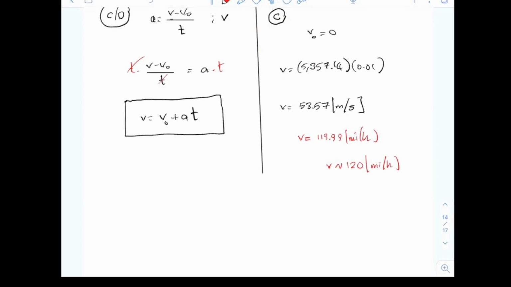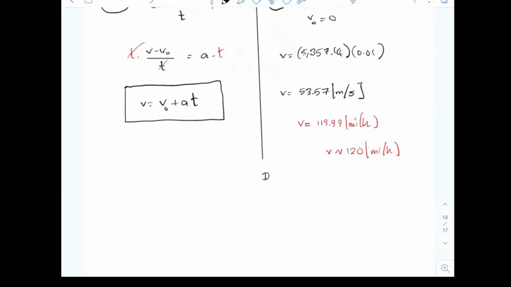So what do we expect to see when it comes to the train? All right, so here's what we will see when it comes to the train. We expect about 60 miles per hour. Let's check to see if that's the case. So D is going to be the train. So let's do the train.